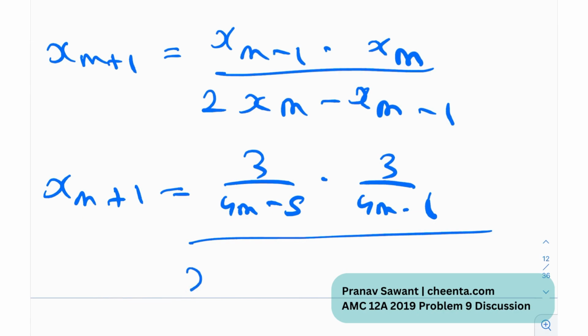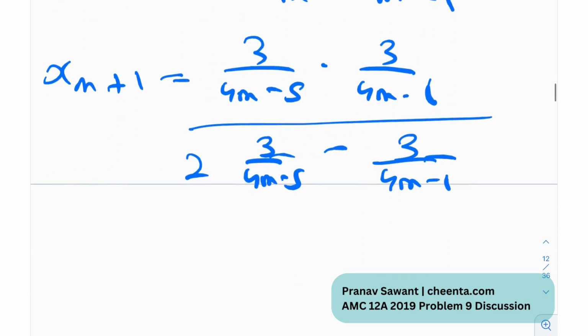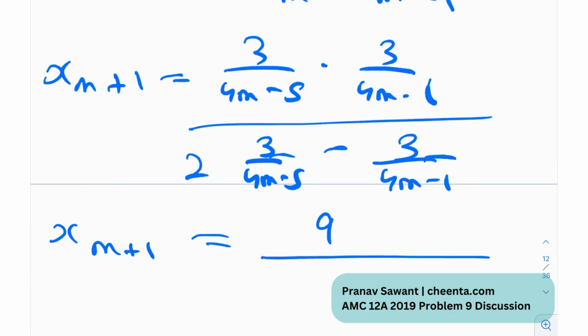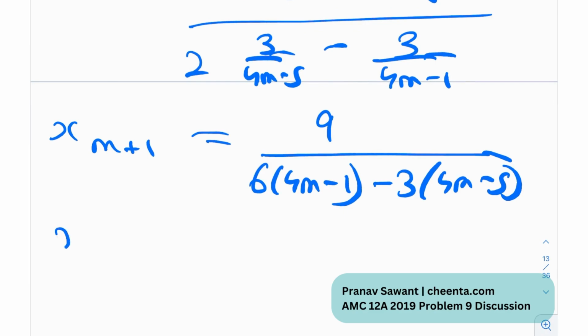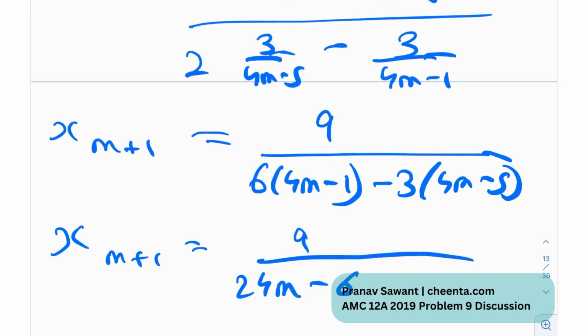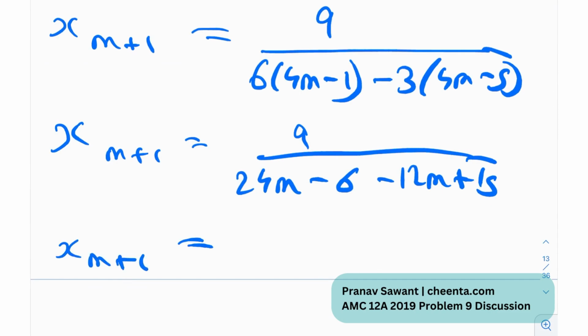In the denominator, we have twice of, minus. Okay, that's great because essentially what we are doing right now is finding the value of x_{m+1} in terms of m, right? This comes out to be 9 divided by 6 times 4m minus 1 minus 3 times 4m minus 5. You can actually check this works. And x_{m+1} would hence be 9 divided by 24m minus 6 minus 12m plus 15. So x_{m+1} essentially comes out to be 9 divided by 12m plus 9.